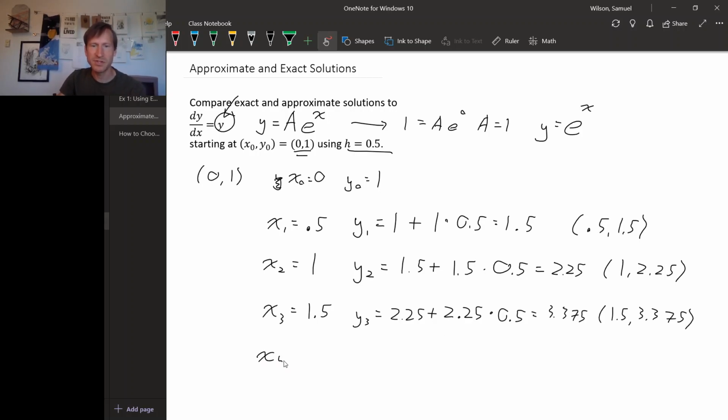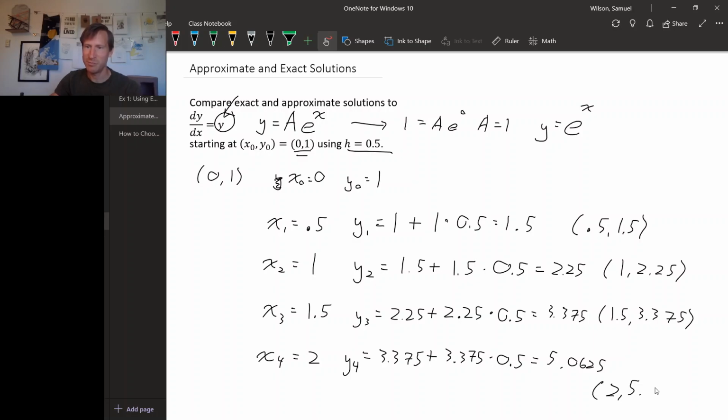And finally, we get up to x equals 2. The y value that goes along with this is 3.375 plus our function evaluated at our old values, which is 3.375, times our step size, which is 1/2. And this is 5.0625. So our final point is (2, 5.0625). Okay, finally, done. So now let's actually plot these and see what it all looks like.